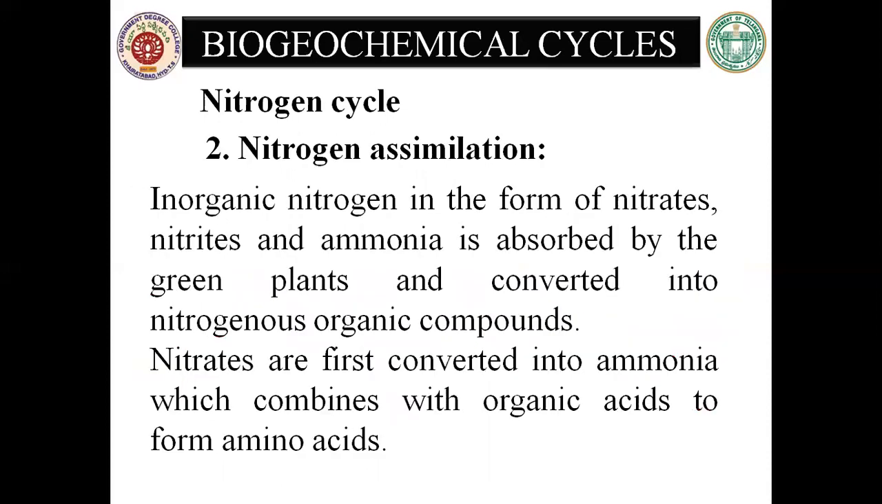Next is nitrogen assimilation. In nitrogen assimilation, inorganic nitrogen in the form of nitrates, nitrites, and ammonia is absorbed by the green plants and converted into nitrogenous organic compounds. First, nitrates are converted into ammonia, which combines with organic acids to form amino acids. Amino acids are used in the synthesis of proteins, enzymes, chlorophylls, nucleic acids, etc. Animals derive their nitrogen requirement from the plant proteins.